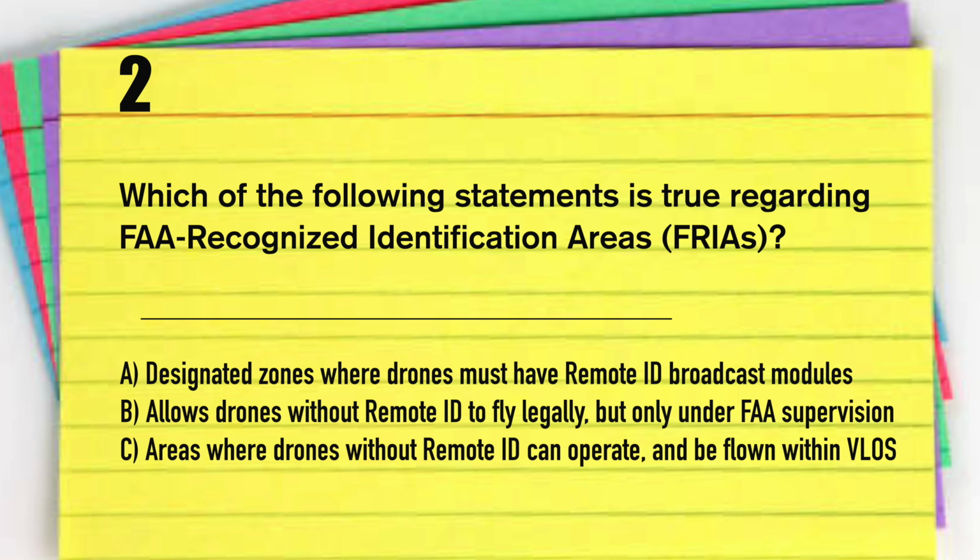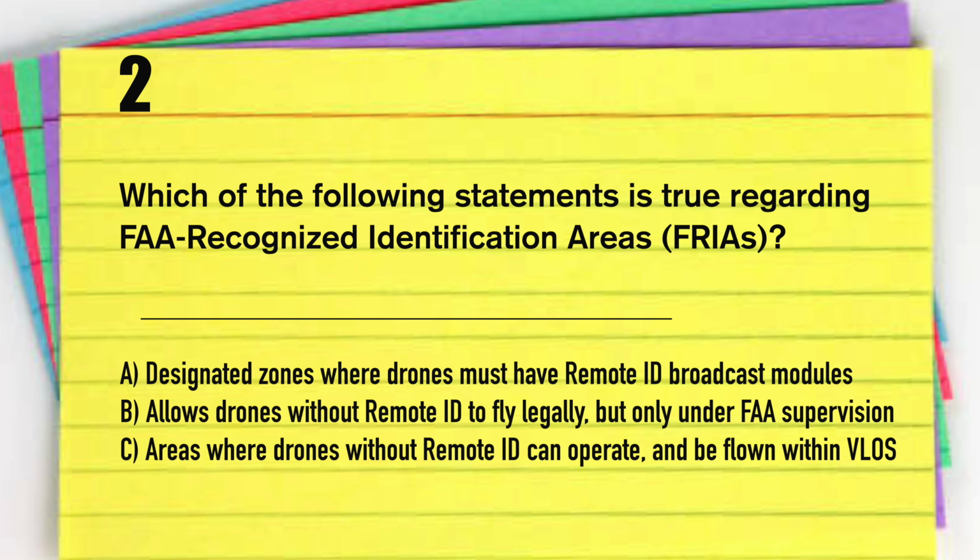Next question. Which of the following statements is true regarding FAA recognized identification areas, or FRIAs? A, designated zones where drones must have remote ID broadcast modules. B, allows drones without remote ID to fly legally, but only under FAA supervision. C, areas where drones without remote ID can operate and be flown within VLOS.